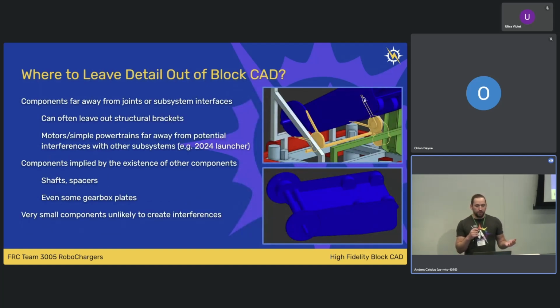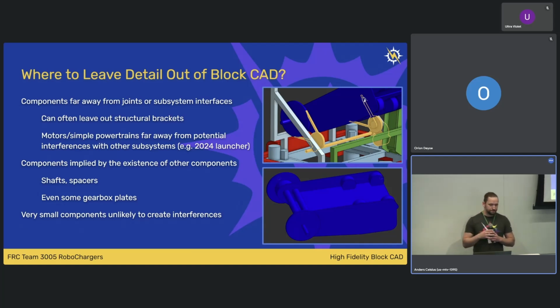So where can you leave detail out? If you have components or areas of the robot that are not really going to cause any interferences, or they're far away from other components or far away from other subsystems, you don't really need to put a ton of detail in there. Our launcher was kind of like that this past year.